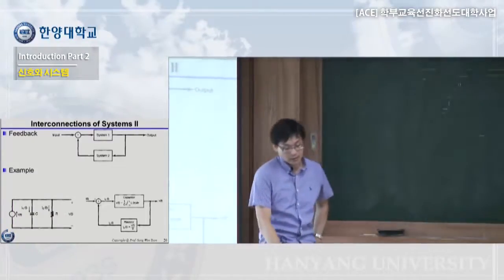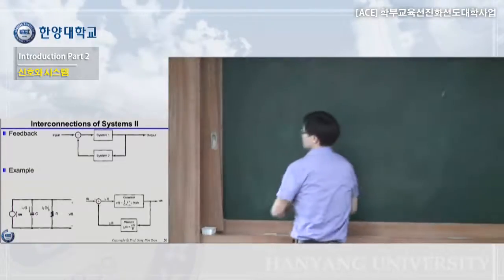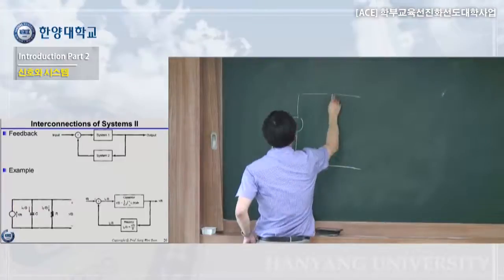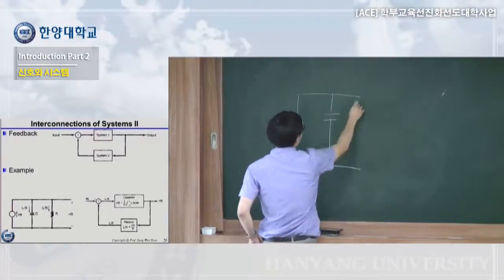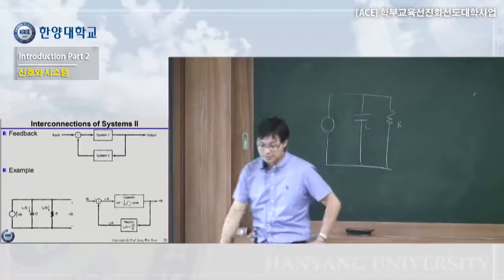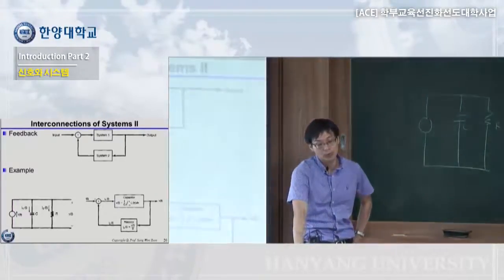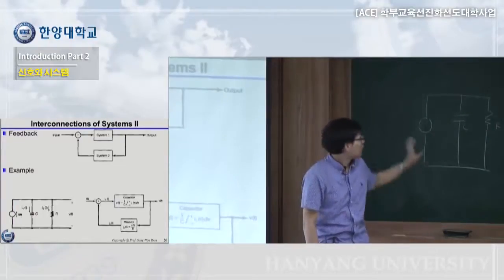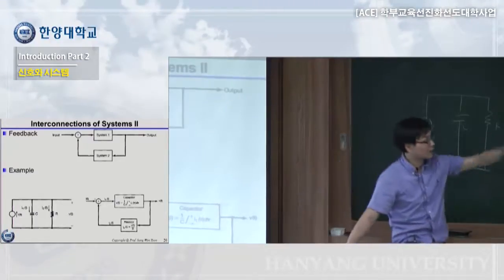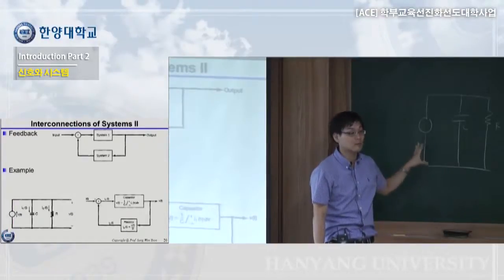Example will be set here. So let's have voltage, capacitor, and resistor as input. If you are asked to make a system box like this system over there, with feedback, using this system, how do you make a box from this system?